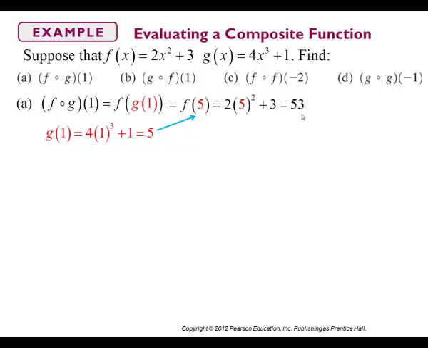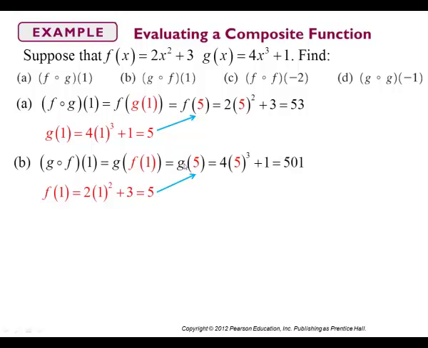Okay, so the b, we're going to find g of f of 1. So this time the f of x is inside the g of x, so since f of x is inside, we have to find that first. And so f of 1 is going to be 5. And so now what are we going to do? You should have said we're going to take that 5 and put that in for x in g of x. And when we do that, we get 501.